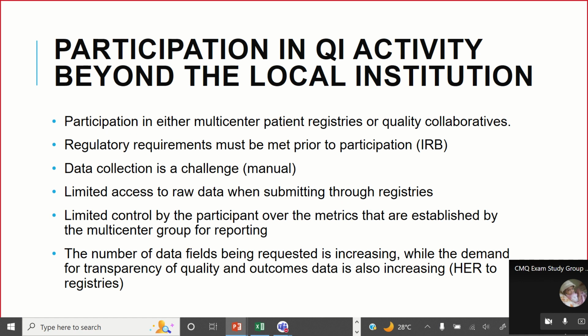So now here we're talking about participation in the quality improvement activities beyond the legal institutions.